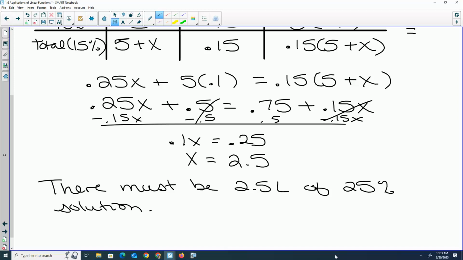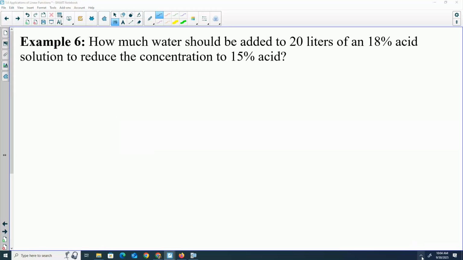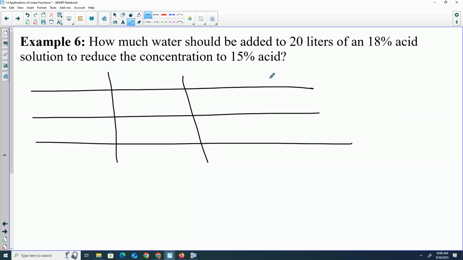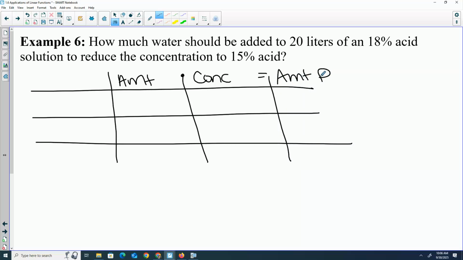Questions on that one? I want you guys to read this one and see if you can set up the table. So formula: amount times concentration equals amount pure. Okay, the things we're mixing.